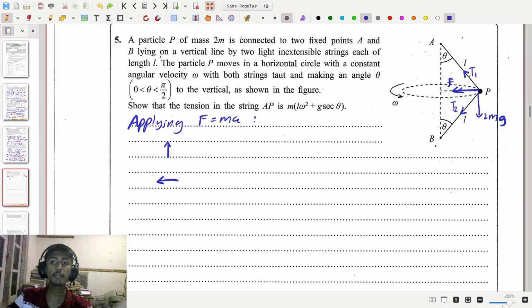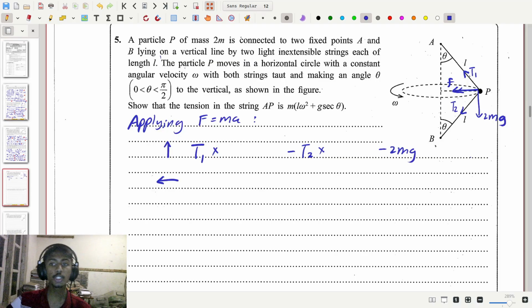Now, considering the upward direction, I can see I have a vertical component of T1 since we don't have the full T1 because of the angle. I also have a downward vertical component of T2, again not the full T2 because of the angle, but I also have a full 2mg in the downward direction. Now due to this, if I consider the components, I'm going to have T1 times some trigonometric component, and then I'm going to have minus T2 since it's in the downward direction times some trigonometric component, and minus 2mg.